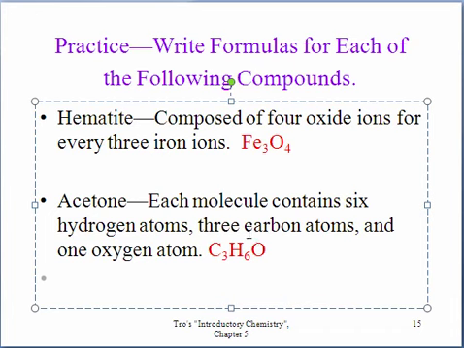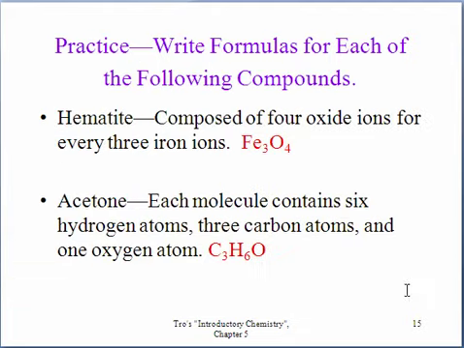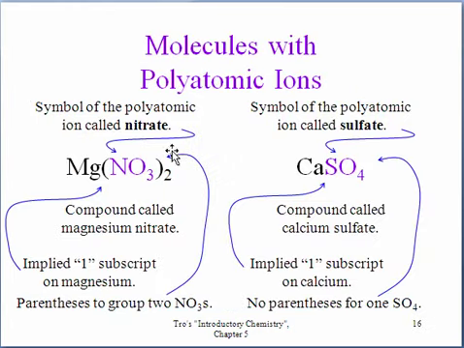This one was a little simpler because the names of the elements are very clear. Hydrogen, carbon, and oxygen. And if we look back at our chart that's given in your book, carbon comes before hydrogen, and then oxygen comes last. So 3 carbon atoms, 6 hydrogen atoms, and if there's only 1, we do not put the 1 there. So if you got both of these right, give yourself another pat on the back.